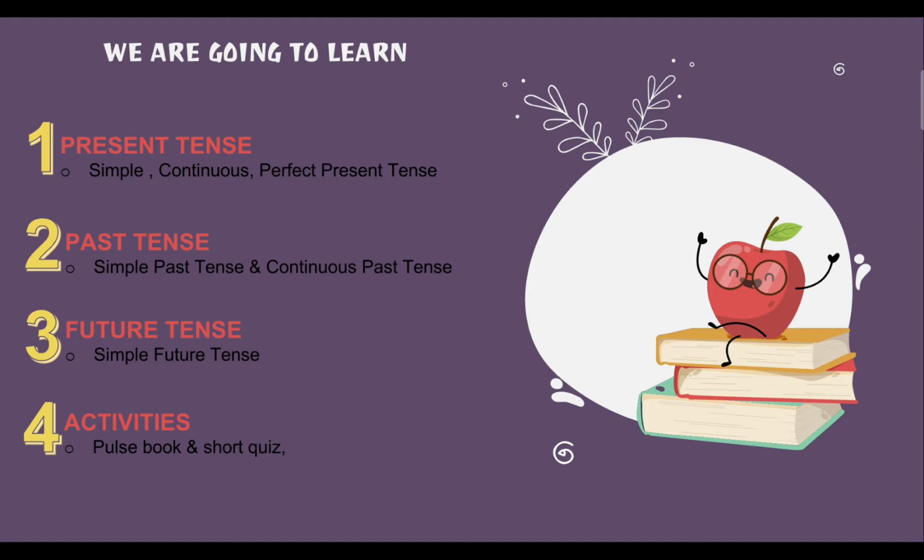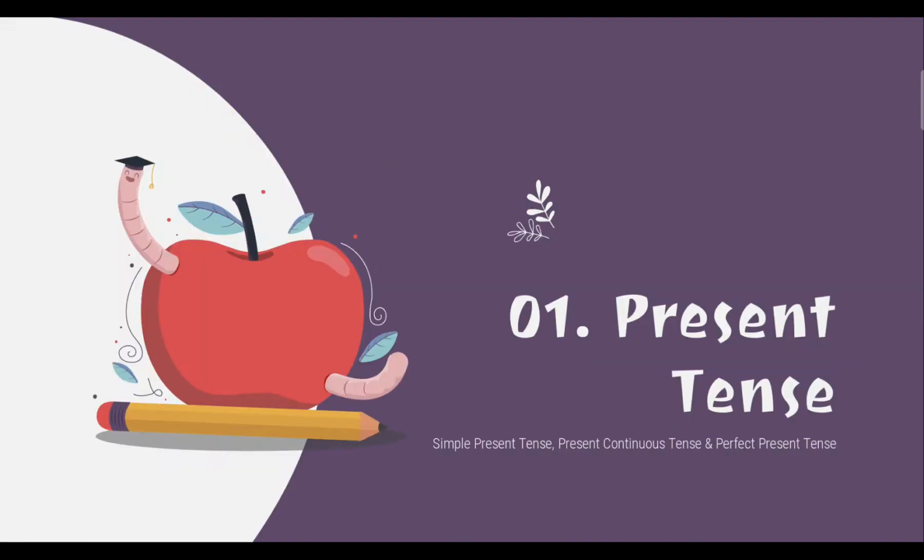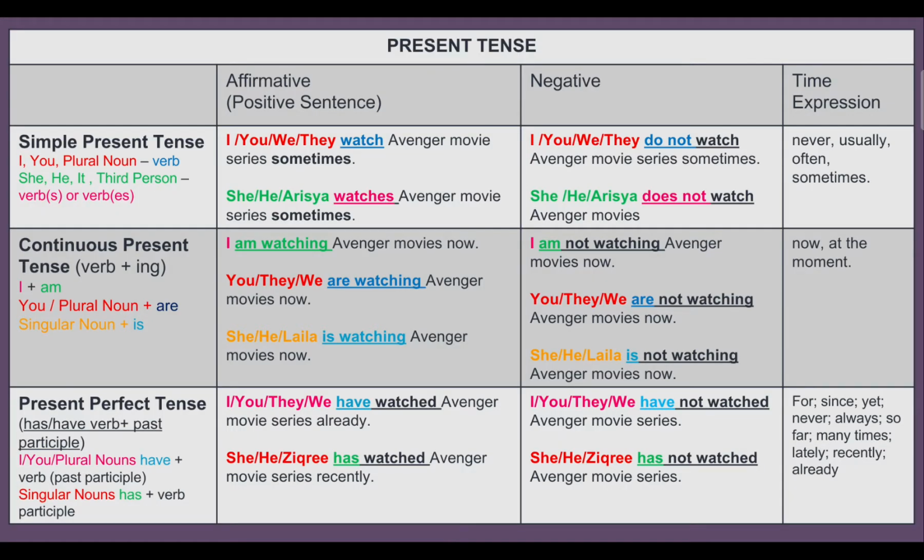Okay, everyone? So without any further ado, let's start with the first tense, which is present tense. Alright, so in this table, as you can see, we are going to talk about the tenses. And then I'm going to give you a few examples in the affirmative or positive sentence. And then I also will give you and explain to you the negative sentence and also the time expression that indicates which tenses these are.